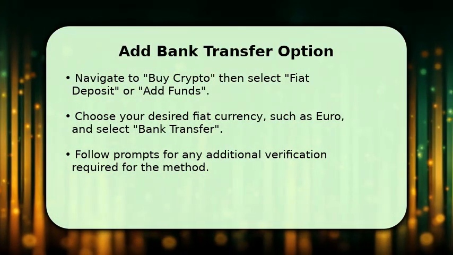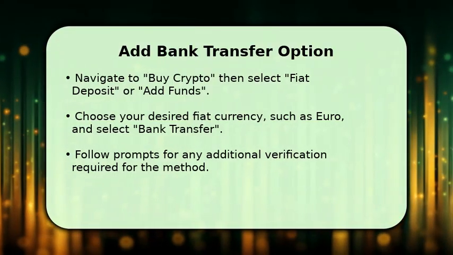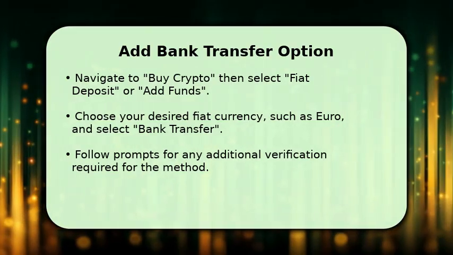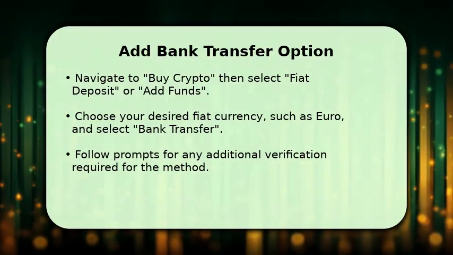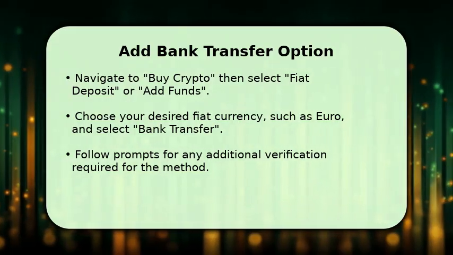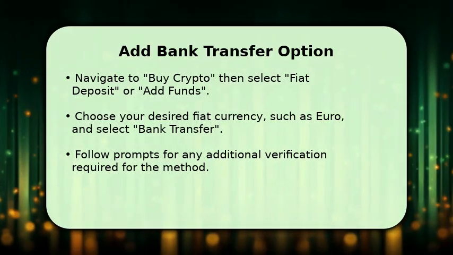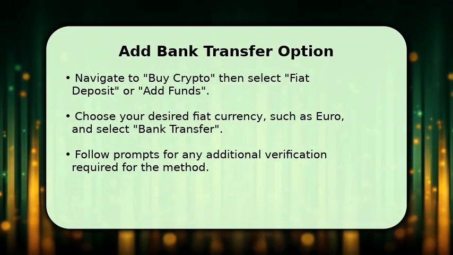Now let's add your bank transfer method. From the KuCoin homepage, find and click on Buy Crypto, then select Fiat Deposit. Alternatively, you might see an Add Funds option. Next, choose your preferred fiat currency, for example Euro, and then select the bank transfer option. You may need to complete a quick additional verification step, which helps ensure the security of your transactions.